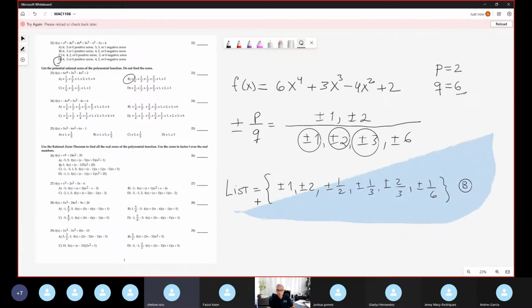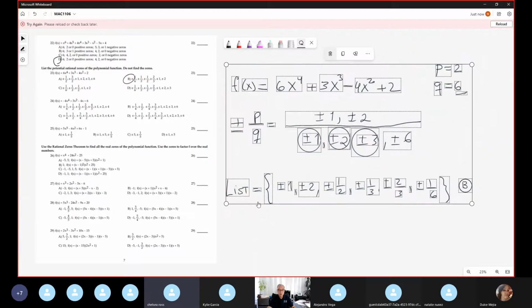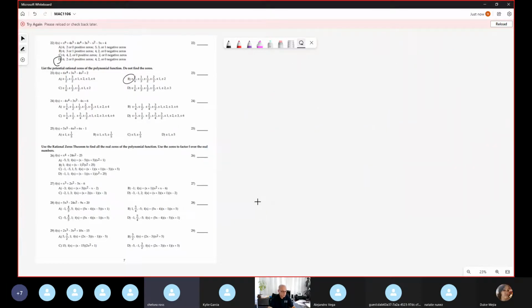Now, number 24. 24 is f of x equals negative 4x to the 4th power plus 3x to the 2nd power minus 4x.